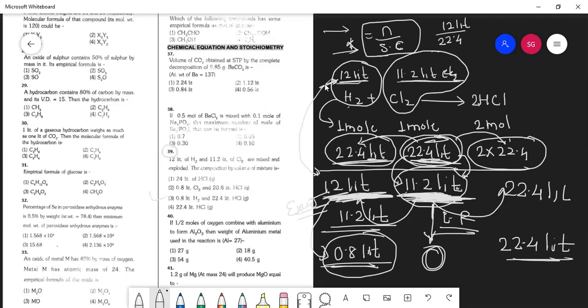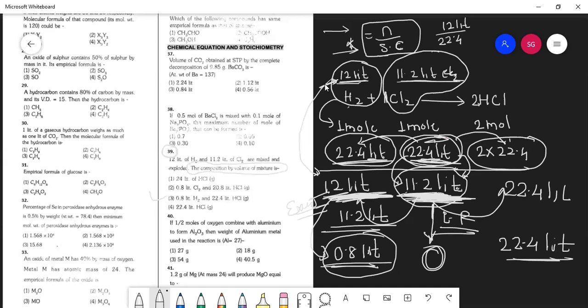Did you understand the composition? Composition means whatever is left and whatever is formed. See here, students, finding moles and stoichiometric coefficient will take time, but this trick will never take time. Only to explain, 3-4 minutes are wasted, but if you try to solve it again, you will get this answer in 30 seconds only, because you will do it orally.